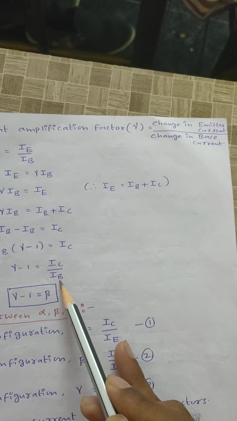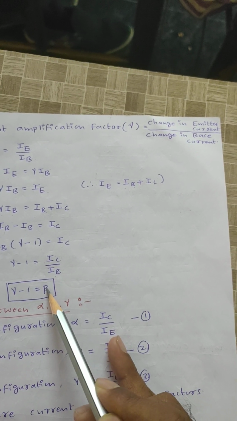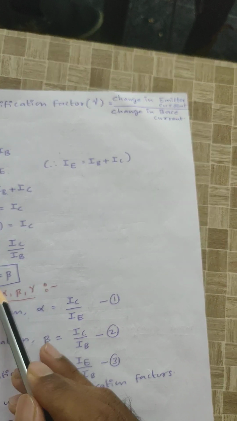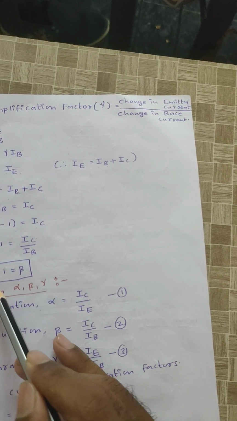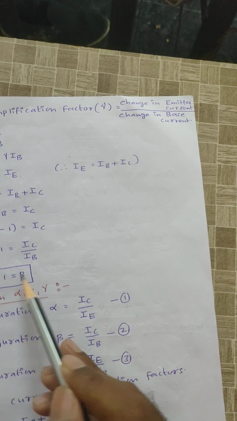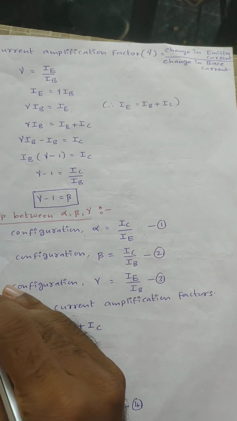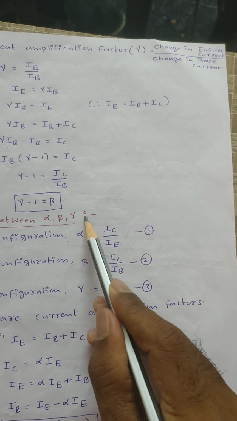Already we know that IC by IB is nothing but beta, from the common emitter configuration. So gamma minus 1 is equal to beta. That means here we get the relation between gamma and beta. Next, we will get a relationship between alpha, beta and gamma.